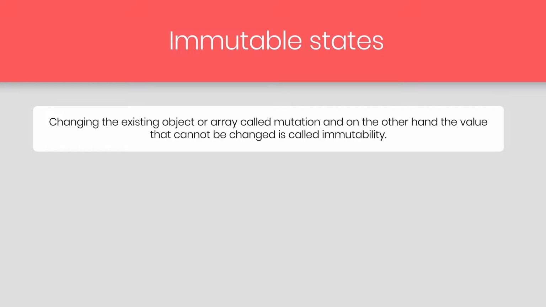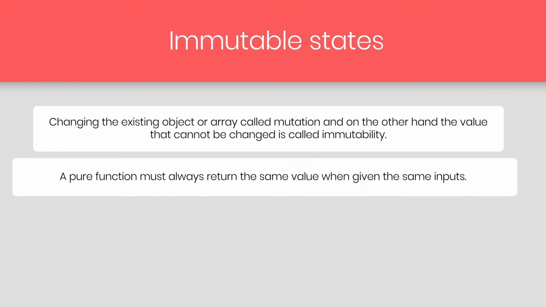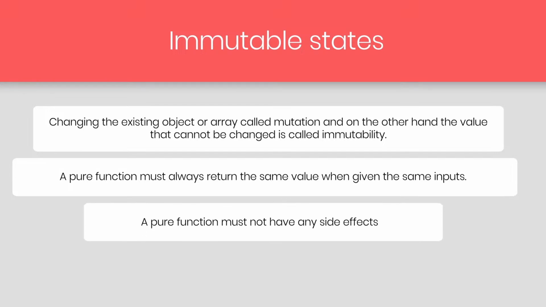You all know we can update and change the object and array values in JavaScript. But there are some rules when working with pure functions to change object or array. As you know, reducer is a pure function, and in order to change your object or array, you must follow these rules. A pure function must always return the same value when given the same input. A pure function must not have any side effect.